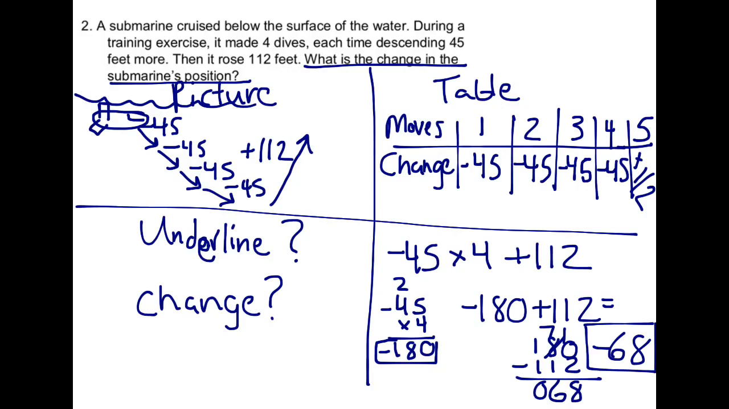Now, if I look back at the table, I should know that as I'm diving down, I'm getting further negative, and then when I go up 112, I'm not going to go into the positives, so my change should be negative.